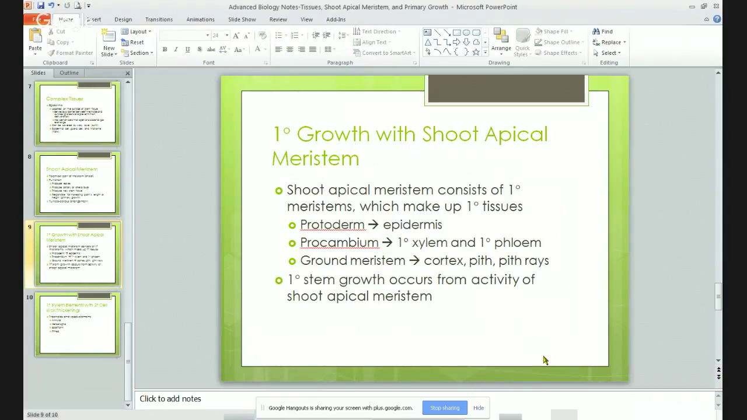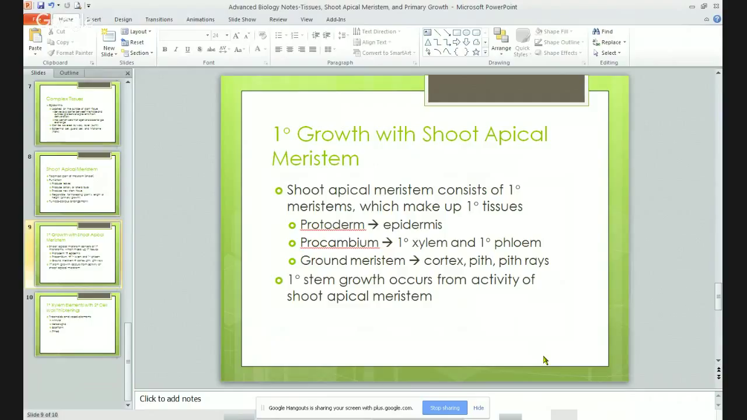Those are your 3 primary meristems. Remember those, because you'll see these again in your root anatomy in a couple of days. It's on Wednesday, because we're going to have the protoderm, procambium, and ground meristem in your root also. These primary meristems then make your primary tissues, some of which we've already talked about. We've talked about your epidermis, your primary phloem, and your secondary phloem. What we haven't talked about are the cortex, pith, and pith rays.